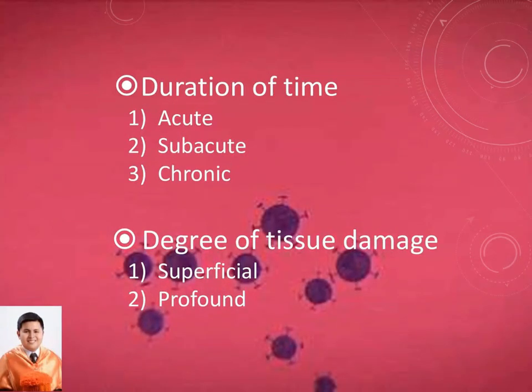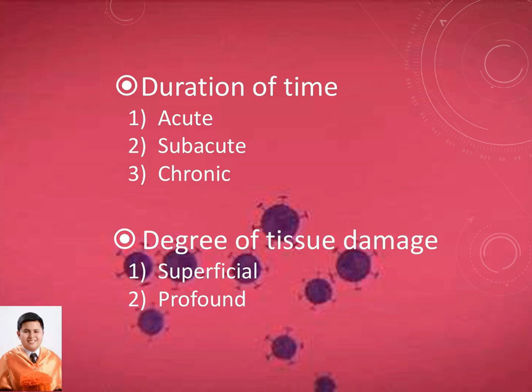In terms of the duration of time, we have three classifications. Number one is acute. This type is of relatively short duration, lasting for minutes, hours, or days. Number two is for the subacute. It may last from 2 to 6 weeks. The number three is for chronic. It may continue for several months or up to years.